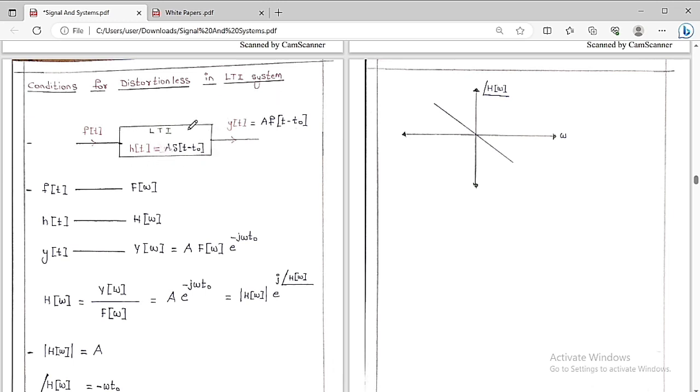Suppose I have taken some LTI system. For this LTI system, the impulse response h of t is equal to a into delta of t minus t naught. If the input is f of t, then what is the output? y of t is equal to f of t convolution h of t, where h of t is a delta of t minus t naught.